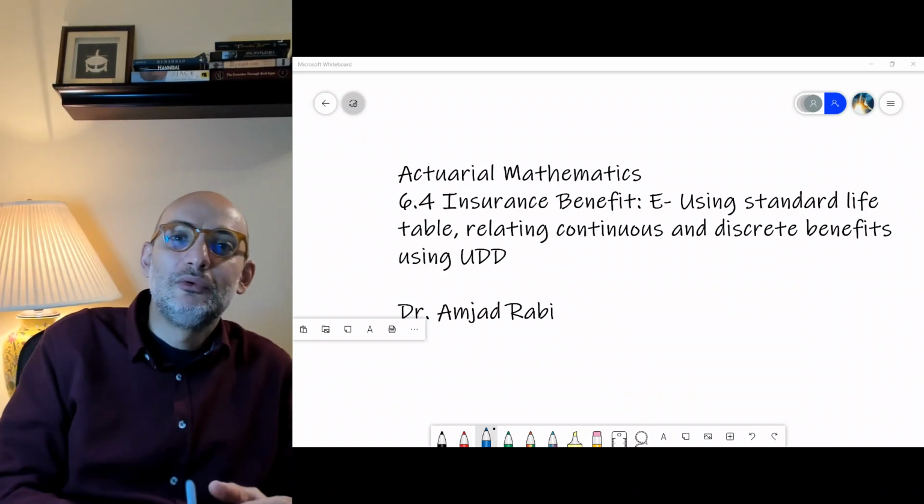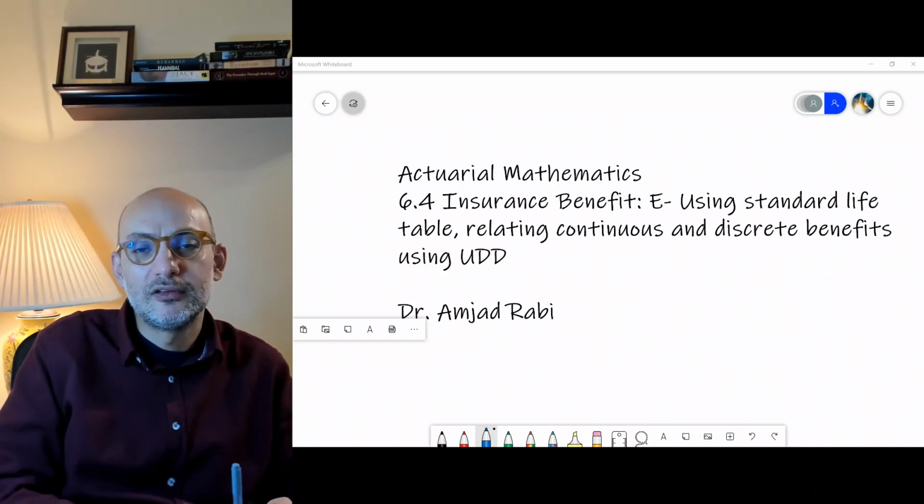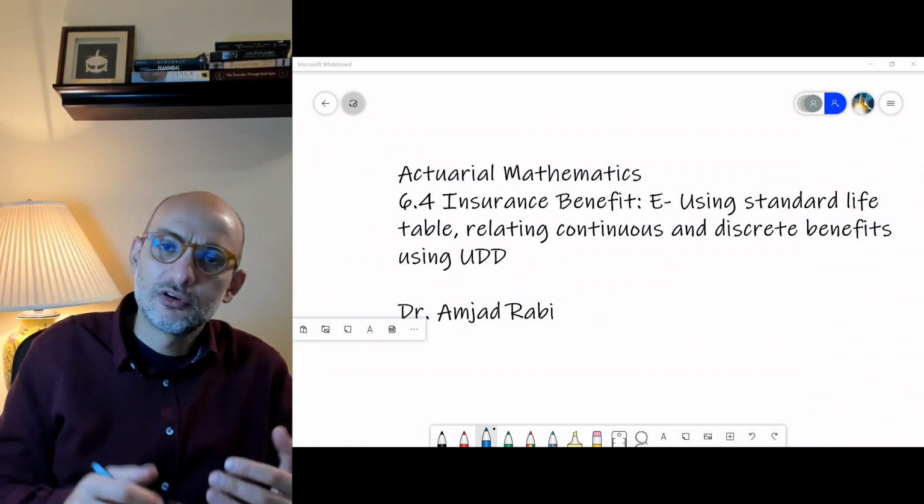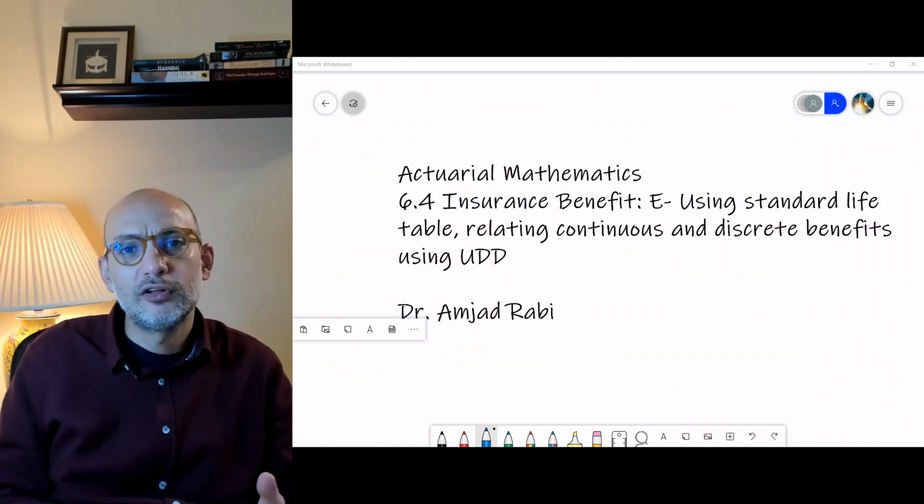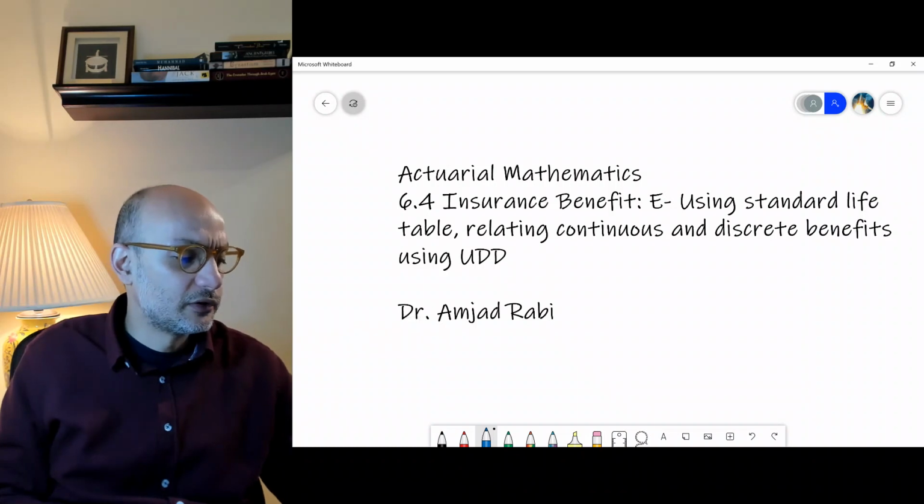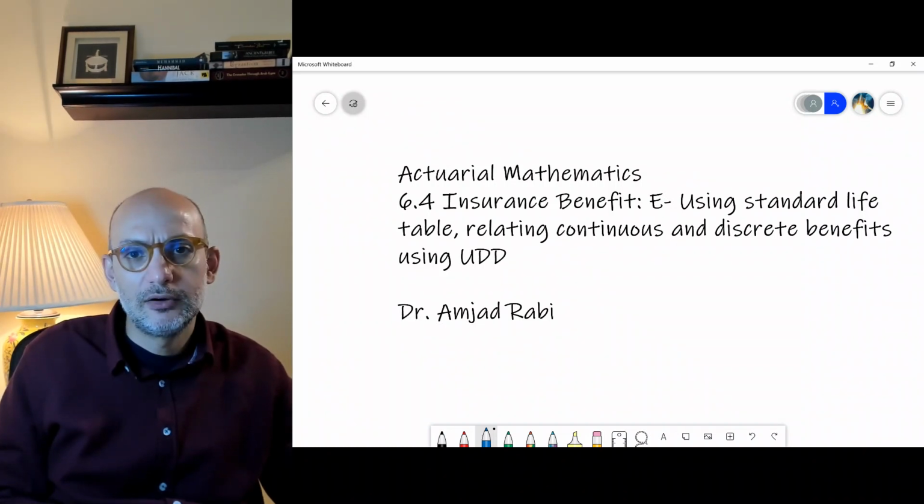Hello. In this session, we will learn how to use the illustrative life tables and the standard ultimate tables that come from the Society of Actuaries. If you write the actuarial professional exam, these tables will be provided in the exam, so you will be using them. They are also at the end of the textbook. But for consistency, as I mentioned earlier, we will use the same tables that are provided by the Society of Actuaries.